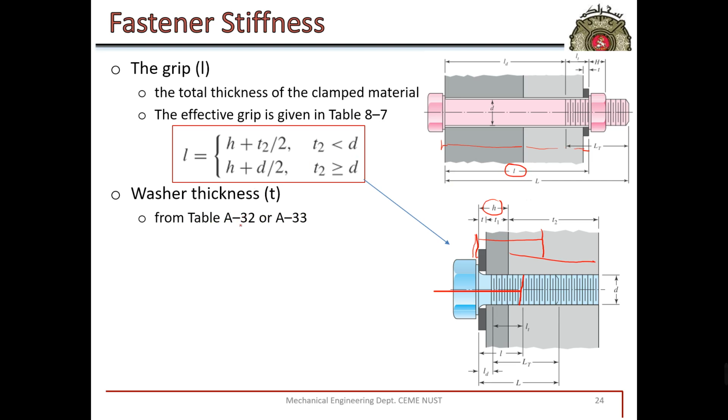For washer thickness, you can go to table A32, A33. In that they have given you either this diameter or, if you go here, this diameter. From these two diameters from tables A32 and A33 you can check the washer that you require for this system. That washer will give you the thickness. In this case we only need to calculate the thickness of the washer here and also the thickness of the washer which is added here, this T.